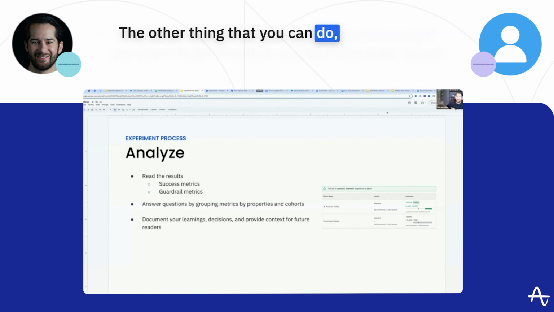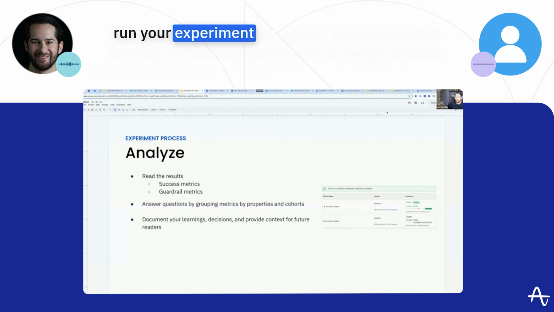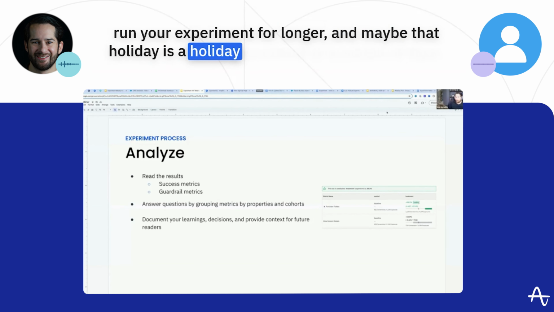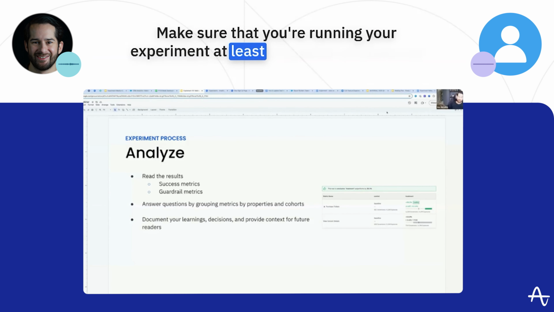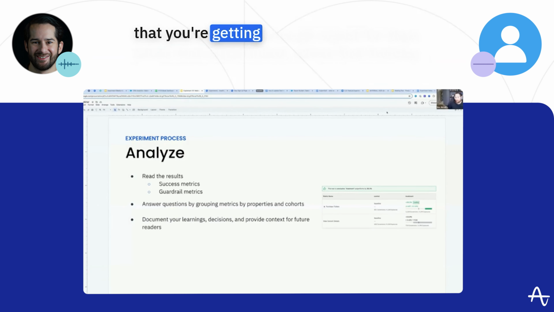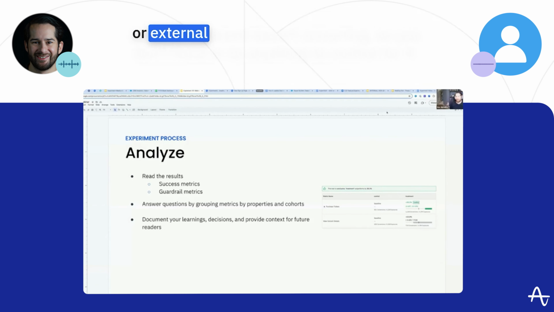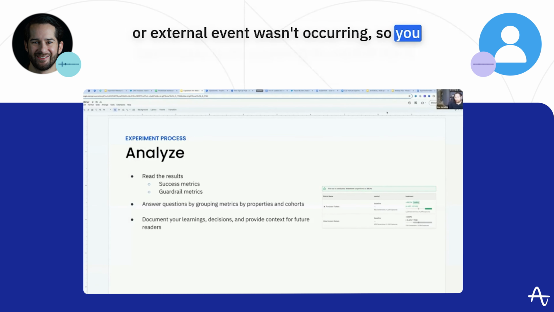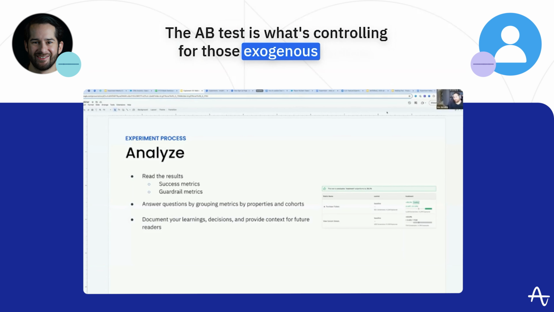The other thing that you can do, particularly if you want to get towards a better baseline, is just run your experiment for longer. Maybe that holiday is a holiday weekend or a couple of days. Make sure that you're running your experiment at least X number of weeks so that you're getting enough signal for days when that holiday or external event wasn't occurring. So you don't have to do anything to control for it. The A/B test is what's controlling for those exogenous factors.